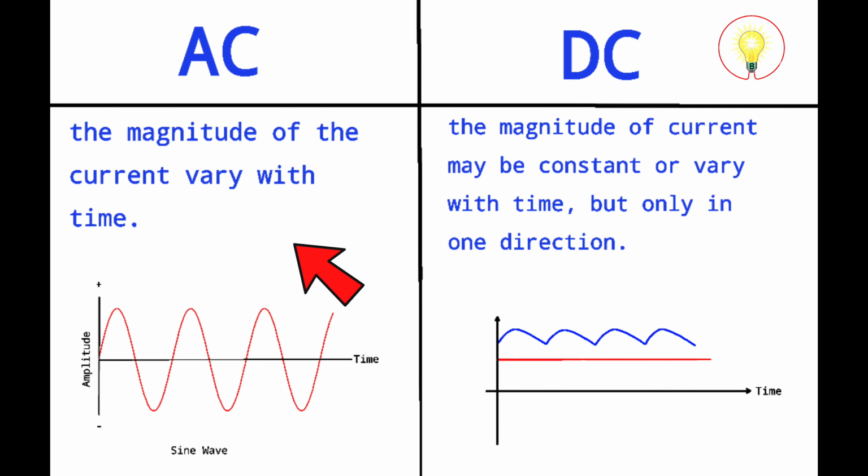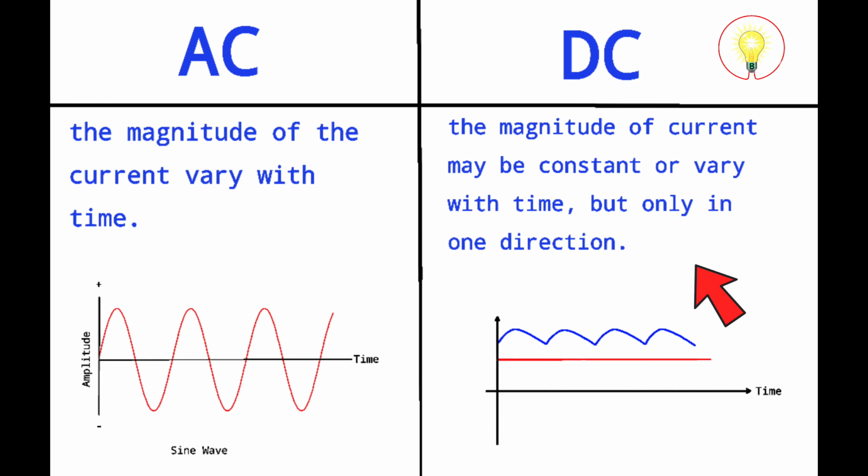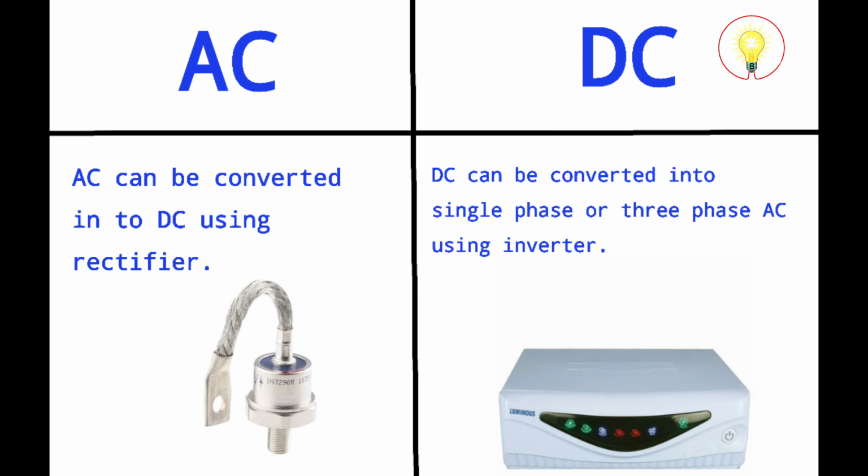Comparison number 2. In case of AC, the magnitude of the current varies with time. Look here, at this time it is this much, at this time this much, and at this time this much. Look at the DC column. In case of DC, the magnitude of current may be constant or vary with time, but only in one direction. Here in this diagram, you can see the red line is constant and in only one direction, but the blue line varies with time.